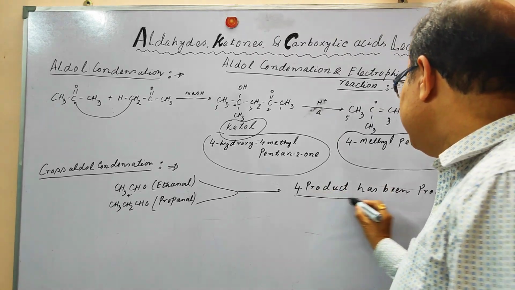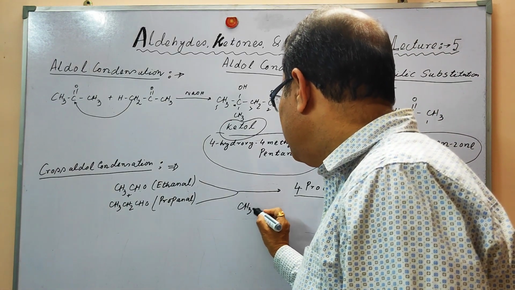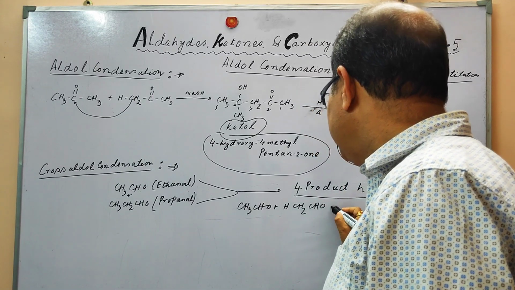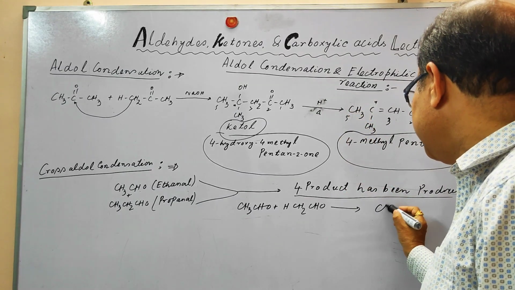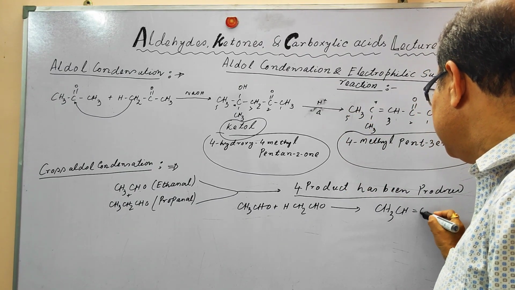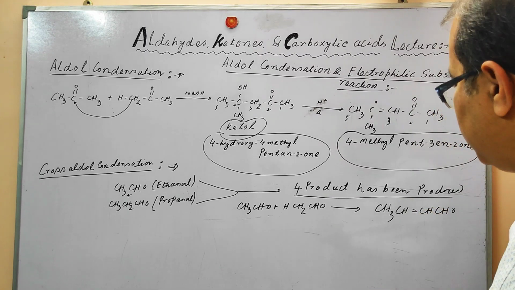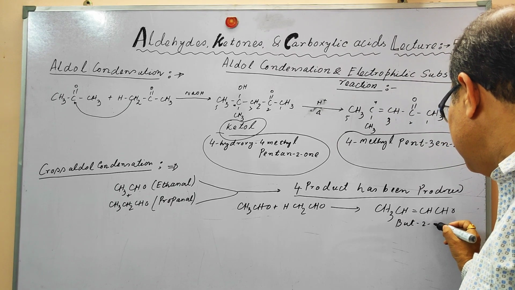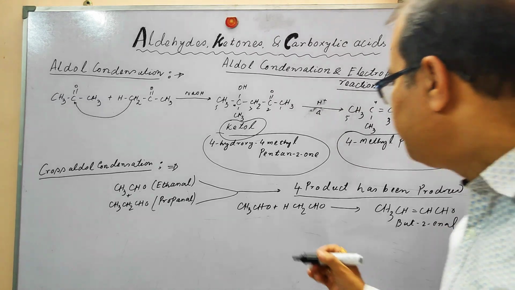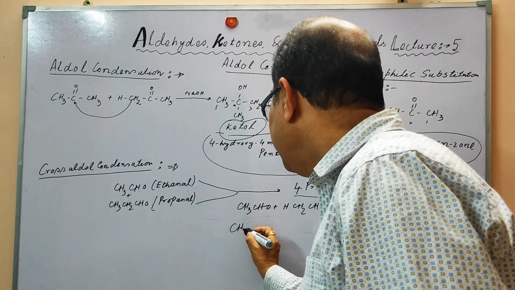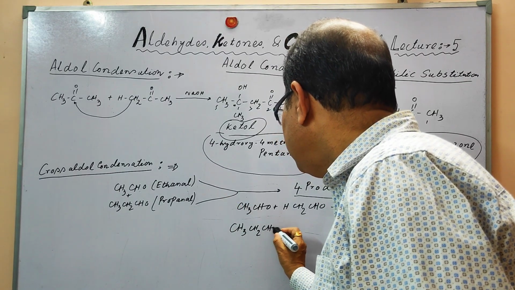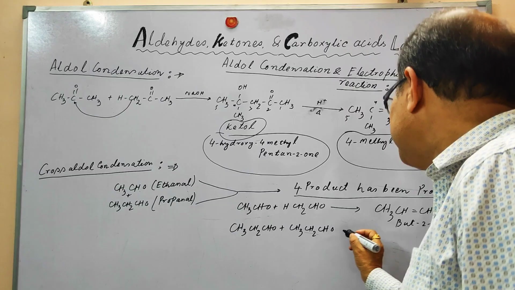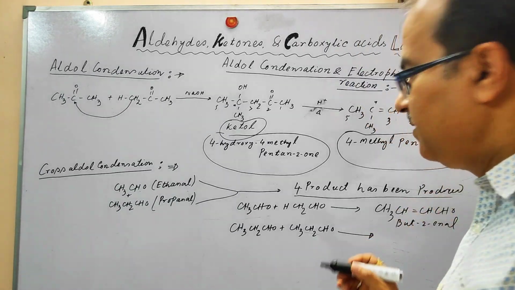And what are the 4 products? When CH3CHO plus CH3CHO, this will give one product, and that we have already discussed, that is but-2-enal. In a similar fashion, the propanal CH3CH2CHO plus CH3CH2CHO will again give a product.